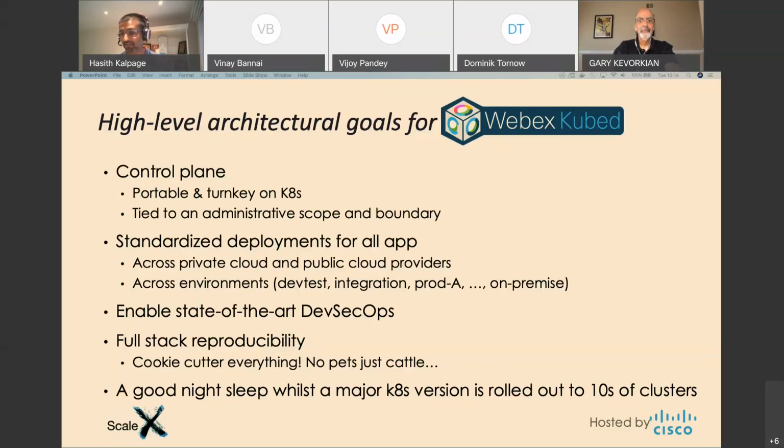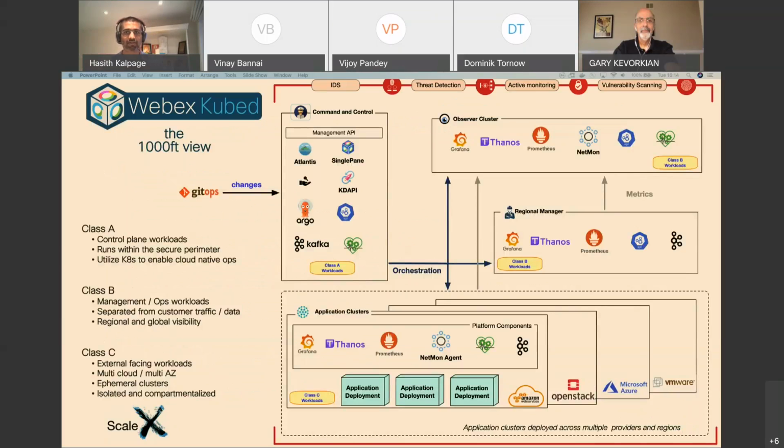Yeah, so anyway, I'm now going to hand over to my colleague Mercion, and he'll dive into more details about Webex Cubed and how we do things there. Thanks, Hasith. Hey, folks, my name is Mercion.